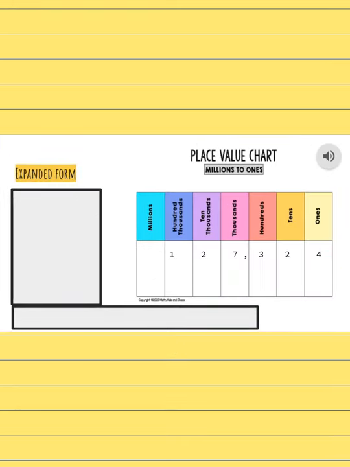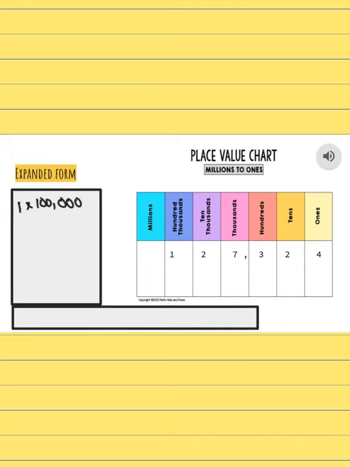Okay, here's another example of a number written in standard form here in the place value chart. You can see this number is 127,324. And we're going to write this into expanded form. So first we're going to take the biggest digit out here to the left, and we're going to say that that is 1 times 100,000.